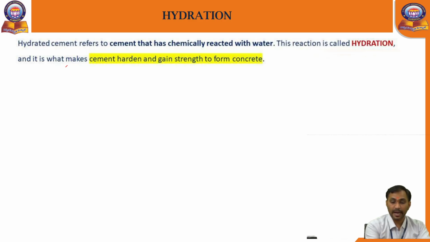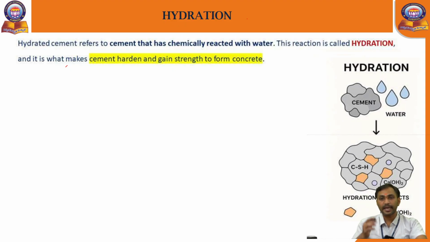Hydration is defined as referring to the cement that has chemically reacted with the water. This is called the hydration process. After the hydration process, the cement becomes hardened and slowly gains the strength to form a concrete member. You can observe how the hydration process works. In this cement material I am going to add the water.